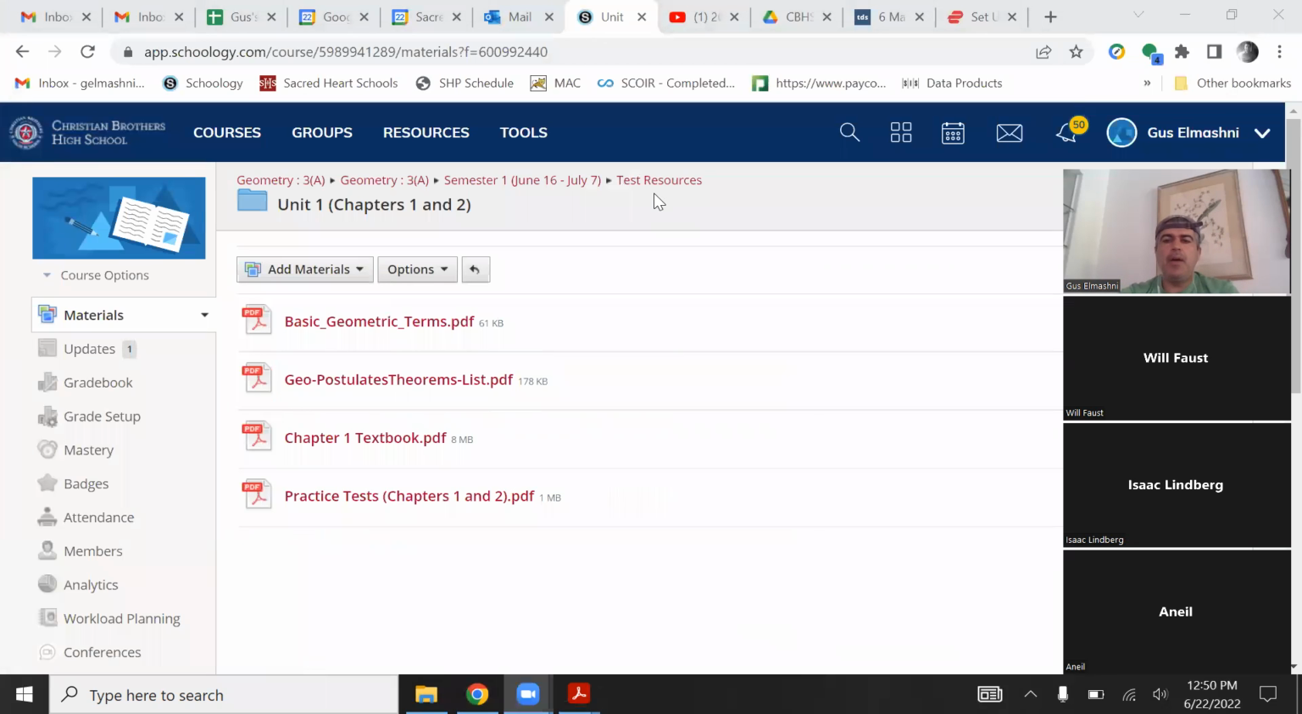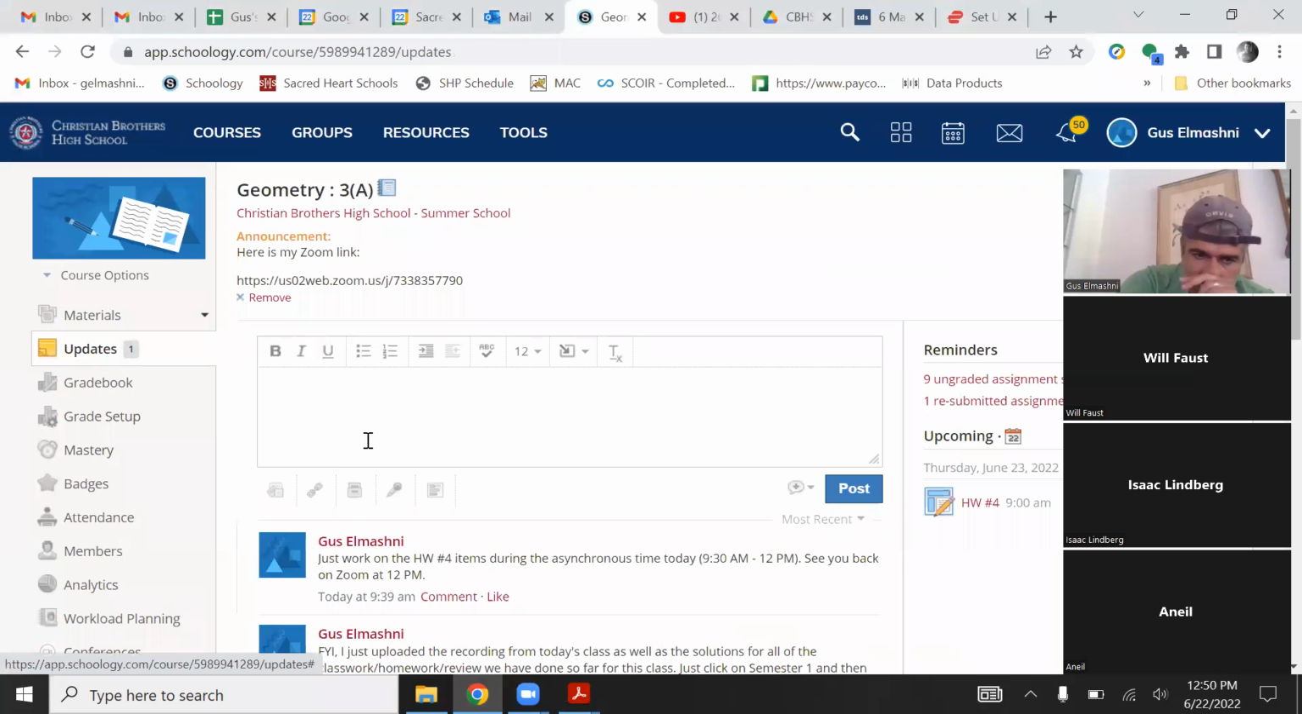So yeah, I'll put this as an update in Schoology. Look at the basic geometric terms, know all that. This one here, I'll tell you which ones to focus on and which ones to ignore. I'll write this as an update in Schoology, and I'll email you too, what you guys can do tonight. So yeah, we've covered everything. And submit the homework if you haven't done so.